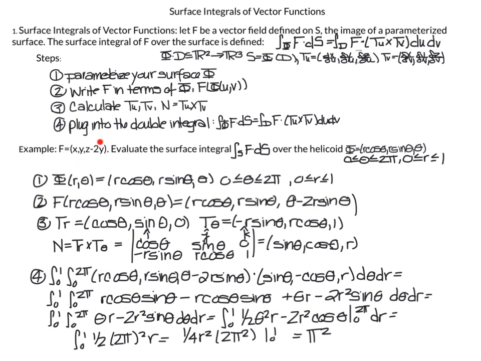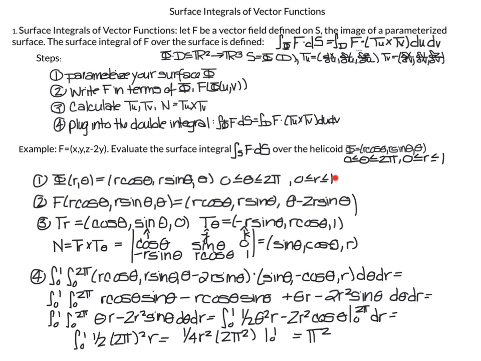If we have a vector function f equals (xy, z minus 2y), we want to evaluate the surface integral of f dot dS over the helicoid phi equals (r cosine theta, r sine theta, theta), where theta goes between 0 and 2 pi and r goes between 0 and 1. The first step is to parameterize our surface phi. So phi of r, theta is equal to, well, actually the parameterization has already been done for us. Phi of r, theta equals (r cosine theta, r sine theta, theta). Theta goes between 0 and 2 pi, r goes between 0 and 1.